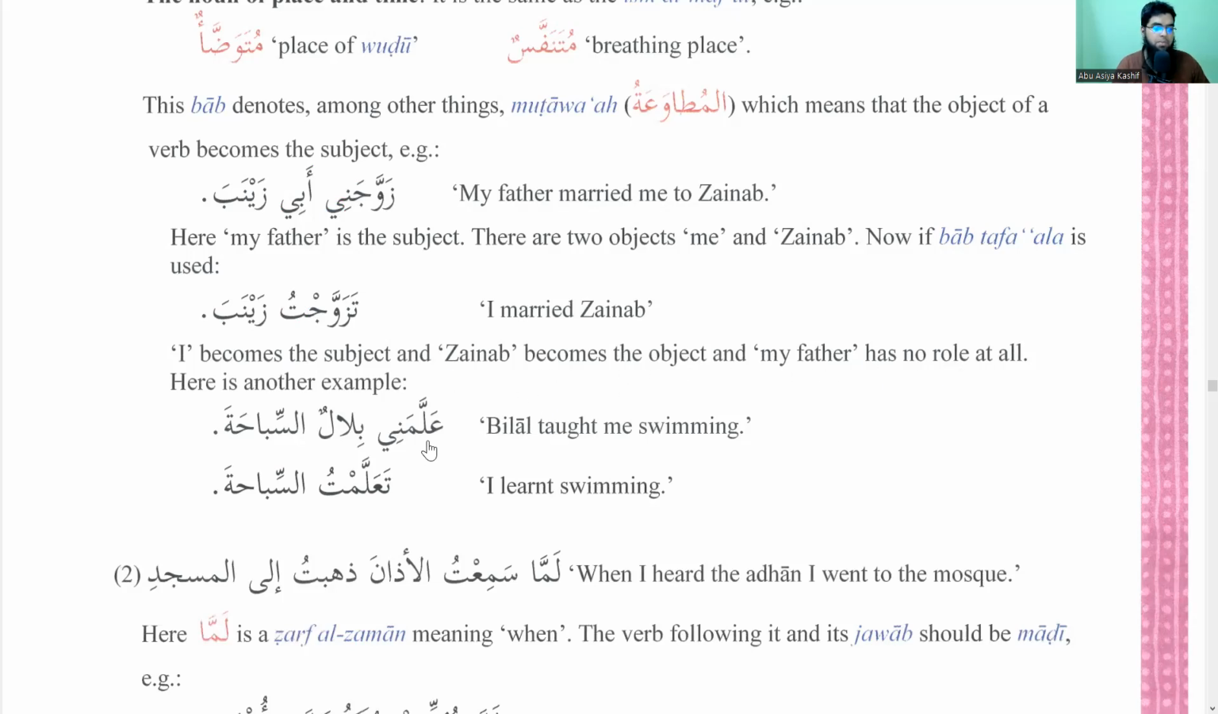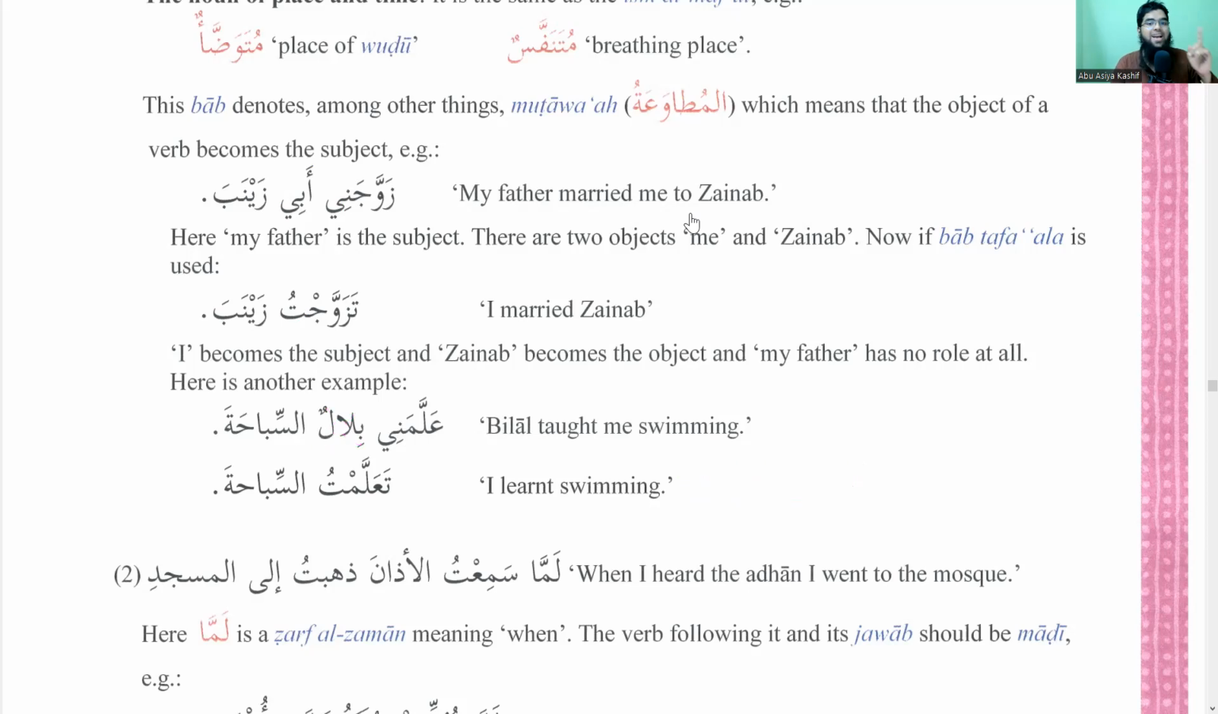Here's another example. Allamani Bilalun Sibaha. Bilal taught me swimming. So I want to delete Bilal and say that I learned swimming. So ta'allamtu sibaha. This is called mutawa. Mutawa means you're ascribing the action to the maf'ulun bihi. Ta'allamtu sibaha, I learned swimming. We are not talking about who taught us, the coach or friend or brother. I just learned swimming. Correct?